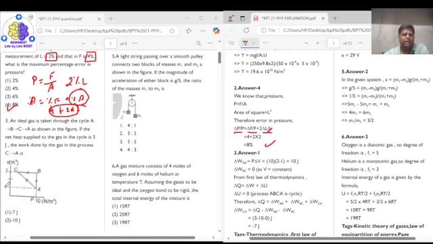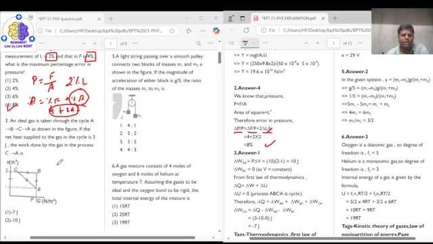Question number 3 says that an ideal gas is taken through a cycle A to B, B to C, and then C to A as shown in the figure. We are going through a cyclic process as shown in the figure. If the net heat supplied to the gas in the cycle is 3 joule, the work done by the gas in the process C to A is?